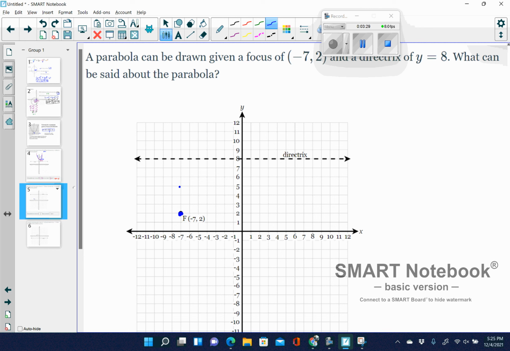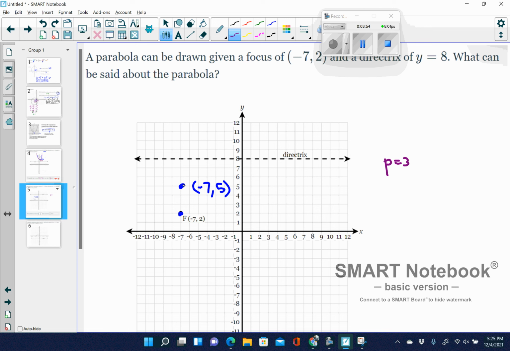So about halfway is going to be right here. So this is my vertex. My vertex is going to be at the point negative 7, positive 5. So negative 7, positive 5. And then that can help me find out my p-value. So I know that my p is going to be this distance, which is going to be equal to 3. So p is equal to 3.